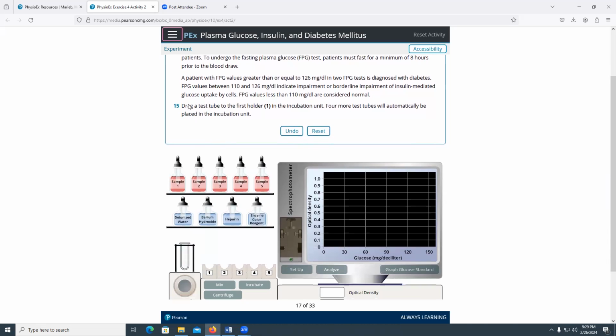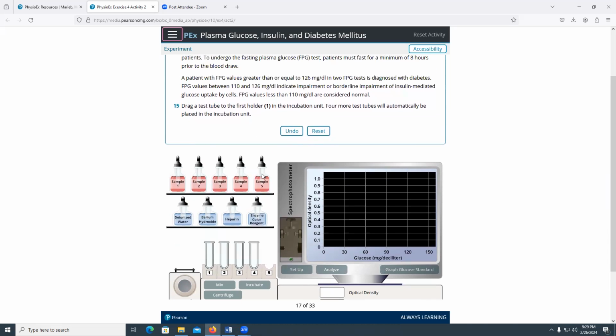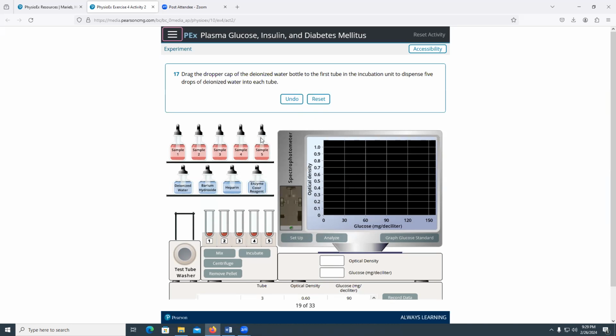So now let's begin the experiment. Drag a test tube, put it in the incubator. So now I'll have 5 test tubes, and these are my 5 mysterious blood samples. Drag the dropper cap of the first patient blood sample into the first test tube. So that's 3 drops of blood. Then sample number 2, patient number 2 into test tube number 2, patient number 3 into test tube number 3, patient number 4 into test tube number 4, patient number 5 into test tube number 5.